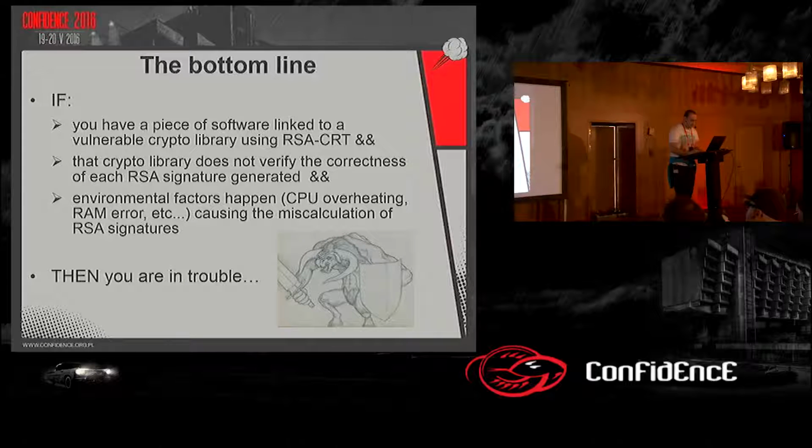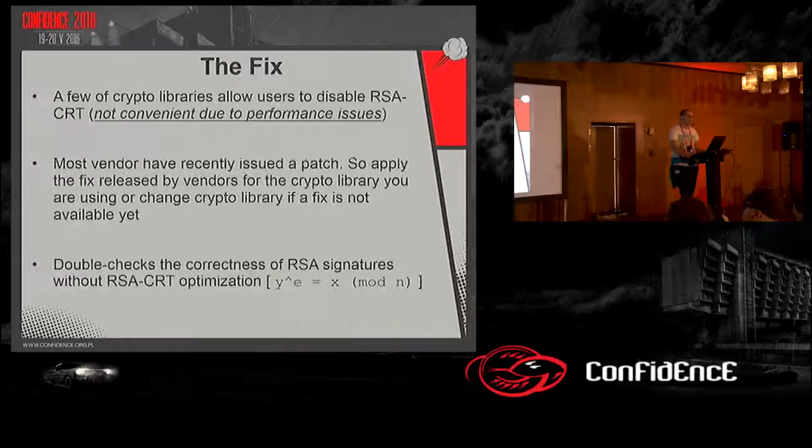OK, the bottom line is that if you have a piece of software linked to a vulnerable crypto library using RSA-CRT, and if the crypto library doesn't verify the correctness of the signature, and if there is an environmental problem that causes the miscalculation of the signature, of course you are in trouble because your private key can be derived. And the fix is quite simple.